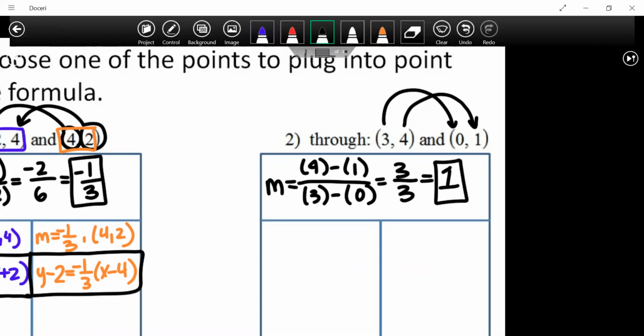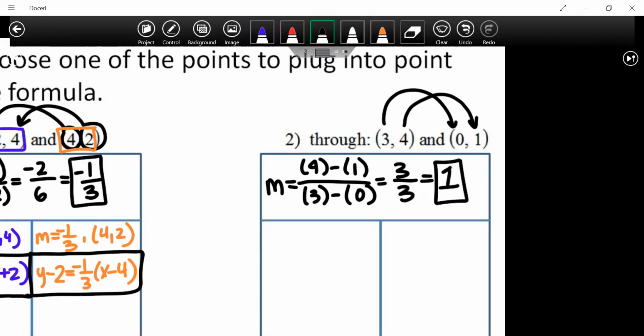Either direction would work. In this case, I went backwards. But it doesn't matter. If it makes sense to you to go forward, to just do 3 minus 0, 4 minus 1, you can do it that way. I want to show you both ways as well.